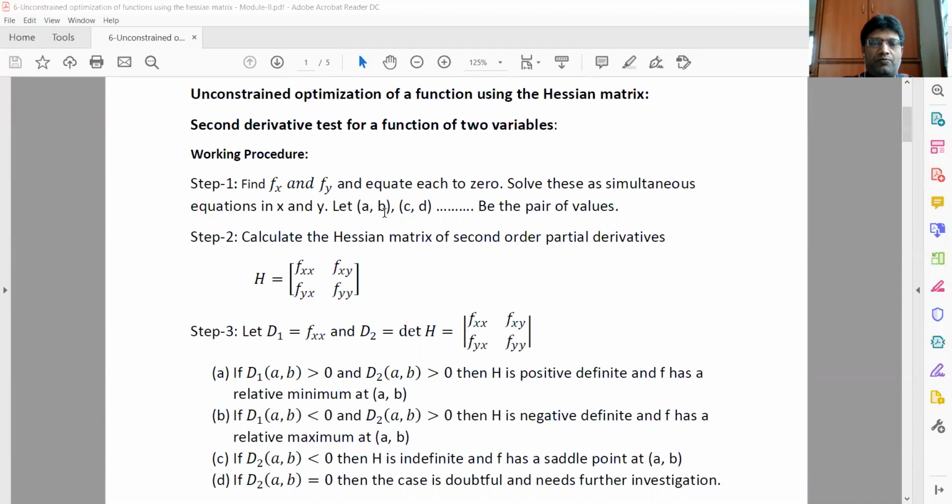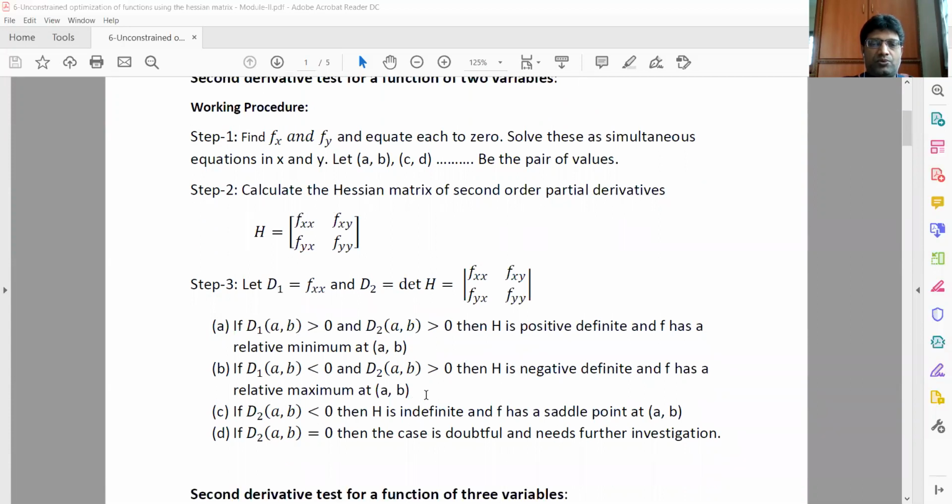Pick up the first point from these critical points and check the values of d1 and d2 at that point. If both are greater than 0, then we can declare that the point (a, b) is a point of minimum. If you substitute that point in the given function, you will get the minimum value. If d1 is less than 0 and d2 is greater than 0 at that point, then the function will have a maximum at that point. If d2 is less than 0, then the point acts as a saddle point. If at that point d2 is 0, then the case is doubtful and needs further investigation.